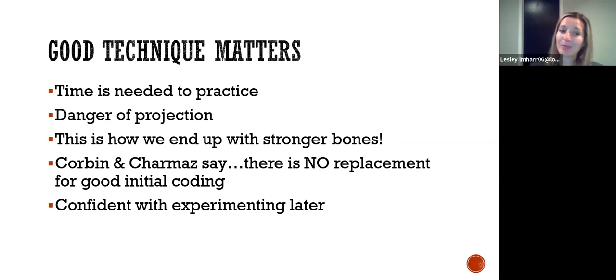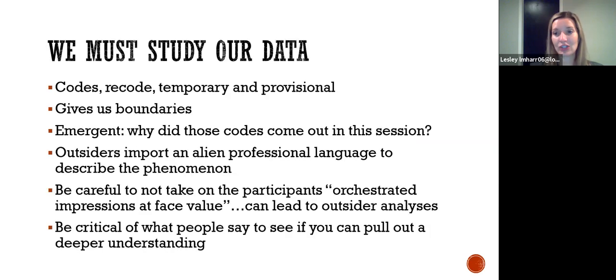But Anselm Strauss, Juliet Corbin, and Charmaz all say there is no replacement for good initial coding, because it gives us the confidence to be able to experiment later with all of our theory building. So we must study our data. We have to code, recode. We consider our first round codes to be temporary or provisional. But this technique gives us boundaries. And it's an emergent process.